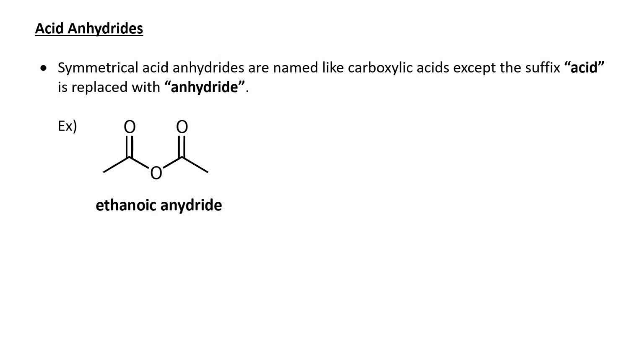Anhydrides, if you recall from our functional group discussion in chapter 2, an anhydride is characterized by the following structural features. You have 2 carbonyls and then that oxygen in the middle. And we're going to change the suffix acid to the word anhydride.